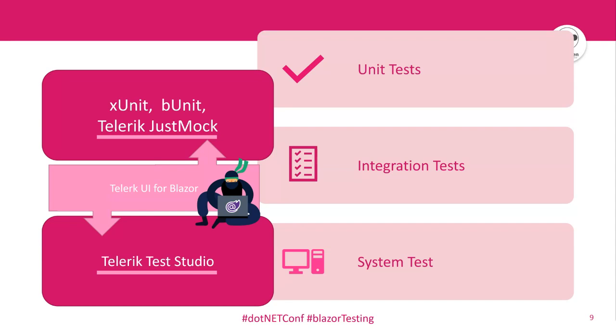We have Telerik UI for Blazor, which is a front-end set of UI components, and those are testable with xUnit and bUnit and using JustMock. And they're also tightly integrated with our automated test system called Test Studio. So you've got this full set of tools that's really tightly integrated, not only throughout the .NET stack, but throughout the testing stack as well. So it's really interesting to see how this all plays out, and hopefully you'll learn something about it this morning.